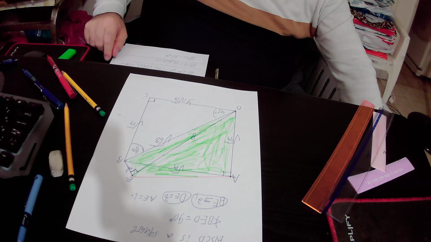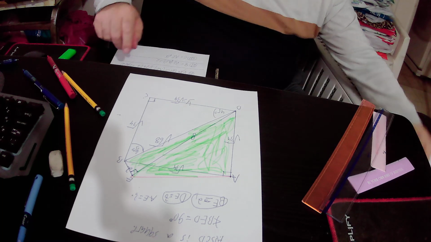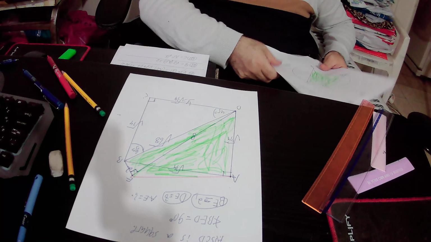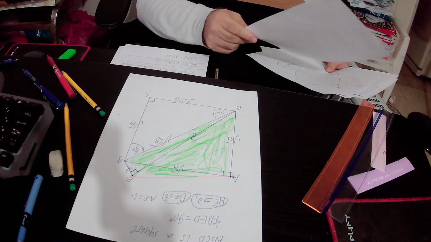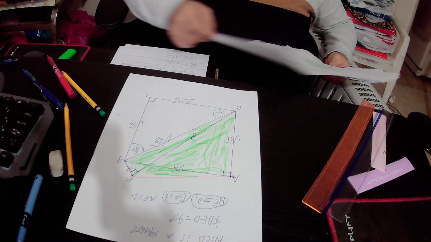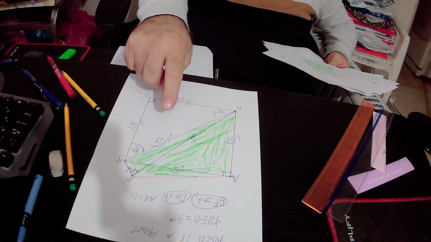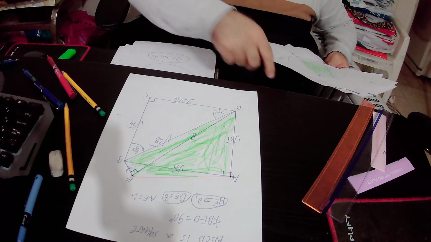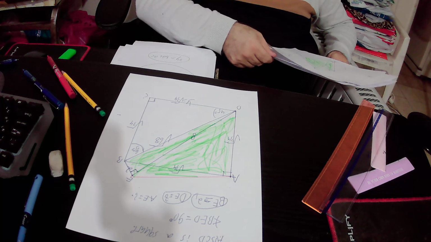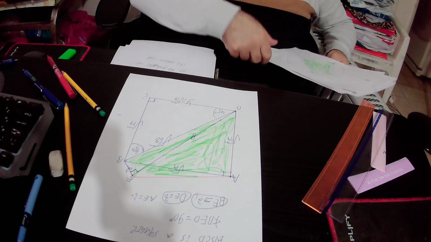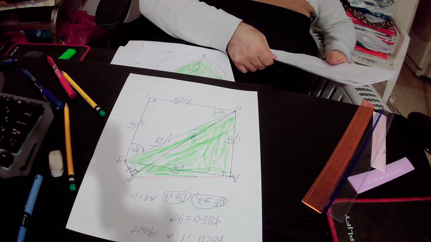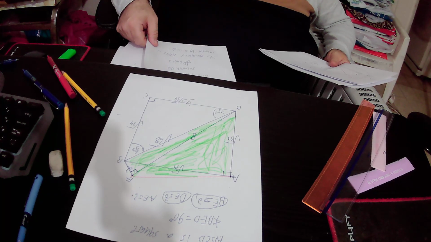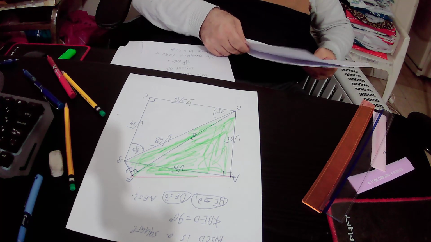So the first thing that we did here is we joined points B and D by a straight line. Triangle BED is a right triangle because this angle equals 90 degrees, so we can apply the Pythagoras theorem in the right triangle BED. According to the Pythagoras theorem, the square of the hypotenuse equals the sum of the squares of the perpendicular sides.